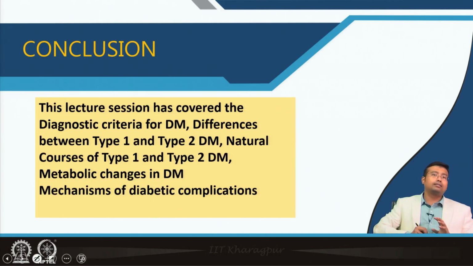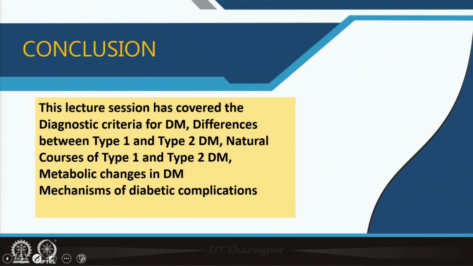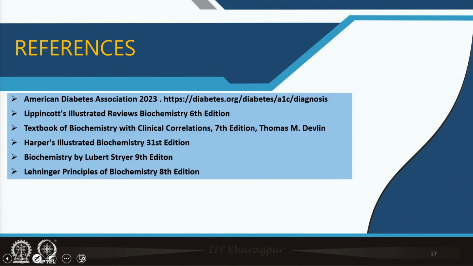So, this is the conclusion, that this class has covered the diagnostic criteria of type 1 and type 2 diabetes mellitus. We have also discussed the differences between type 1 and type 2 diabetes mellitus. We have also covered the natural course, metabolic changes, the basis of metabolic complications, as well as the basis of clinical features in brief.